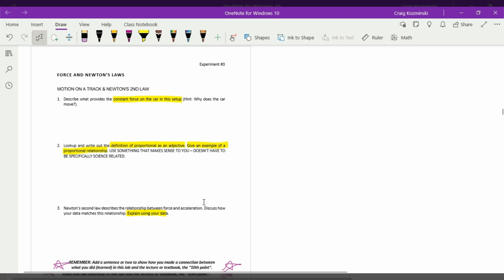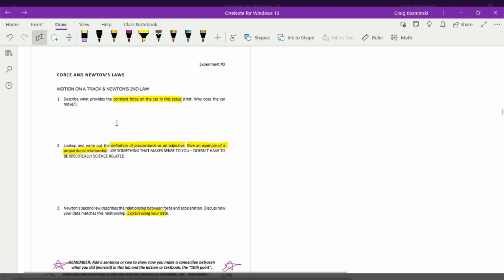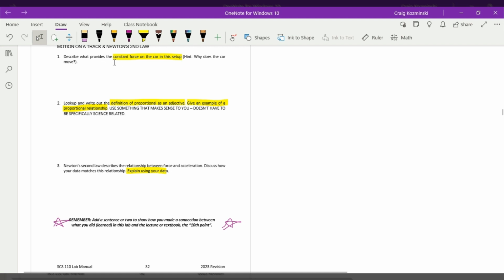You will also be answering these 3 lab report questions on Newton's second law. I've gone ahead and highlighted some of the important parts here. In part 2, you're actually just defining the word proportional and giving your own unique example. I would really encourage you to think about this and to think about how you want to answer this. You really have a wonderful opportunity to be creative here in how you use the definition of proportional to come up with an example.